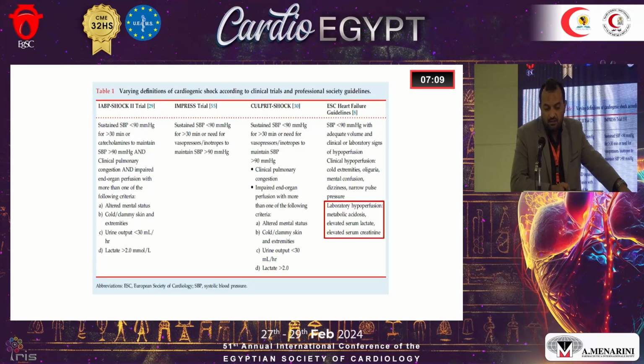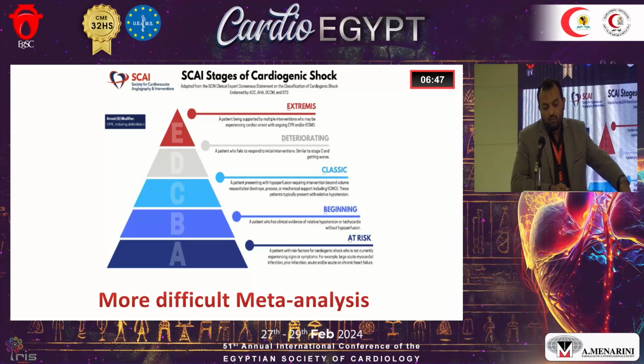Even with other trials, the EMPRESS trial or the CALVERT trial, and the European Society Heart Failure Guidelines, there are different definitions. This makes the studies more difficult, and laboratory hypoperfusion markers such as metabolic acidosis, elevated serum lactate and elevated serum creatinine started to be added in the European Society Heart Failure Guidelines without specific numbers. So the SCAI stages started to help us stratify the patients: at risk, beginning, classic, deteriorating, and extremis. Classic and deteriorating are considered more severe cases, and this will make the studies in the next years easier.